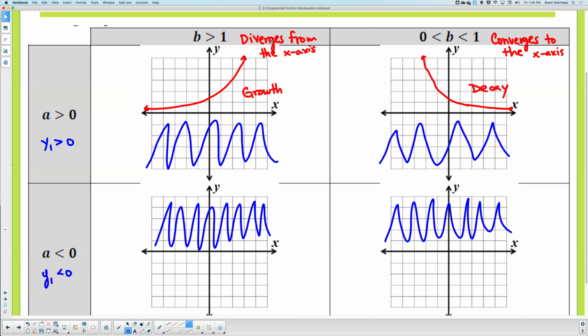Now, if your base is greater than 1, you always diverge away from the x-axis. So that means your graph is going to leave the x-axis and go away from it. So draw your graph like this. As you look at this picture, would you call that growth or decay? Is it increasing or decreasing? Decreasing. Therefore, this is exponential decay.